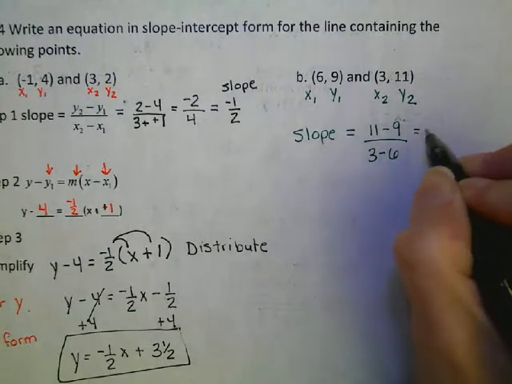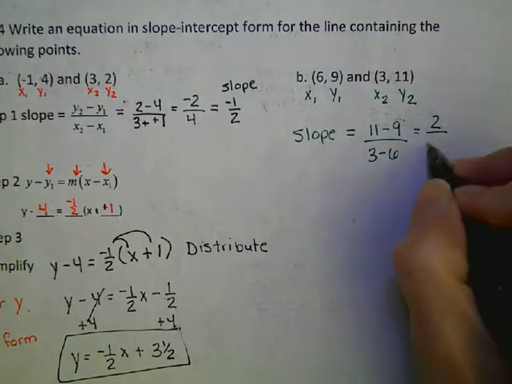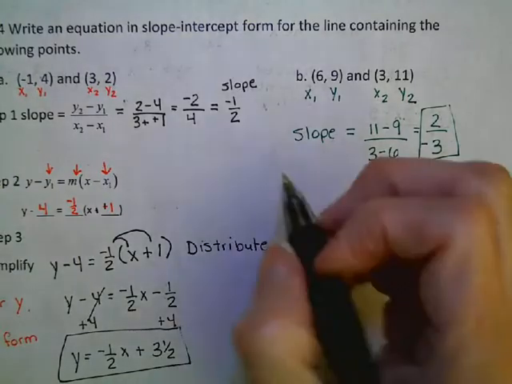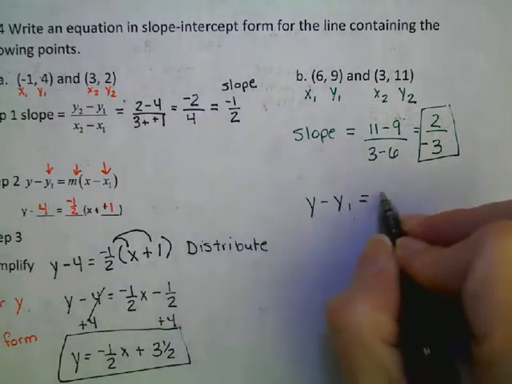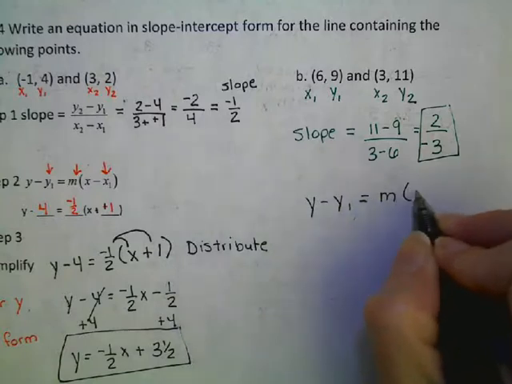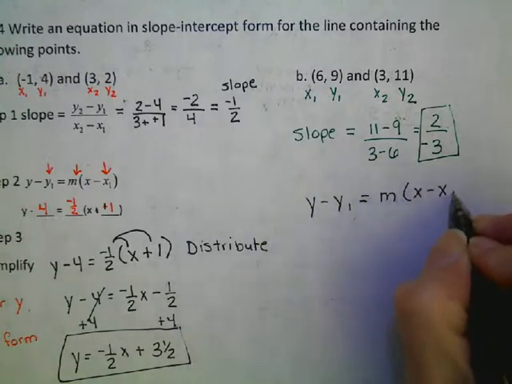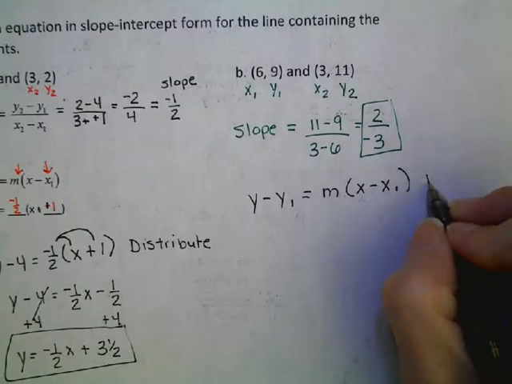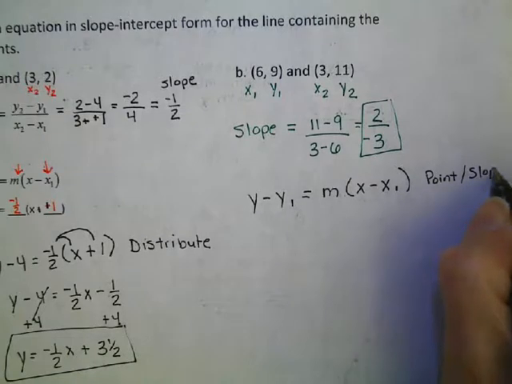So you subtract 11 minus 9 over 3 minus 6. 11 minus 9 is 2. 3 minus 6 is negative 3. So this is considered my slope. Now we're going to plug it into this formula. It's called point-slope form.